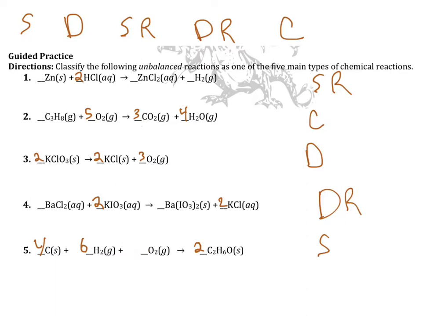And that's it. So we went through and we classified each chemical reaction as a single replacement, combustion, decomposition, double replacement, synthesis. It's pretty straightforward. Once you get the hang of it, it's really, really easy.